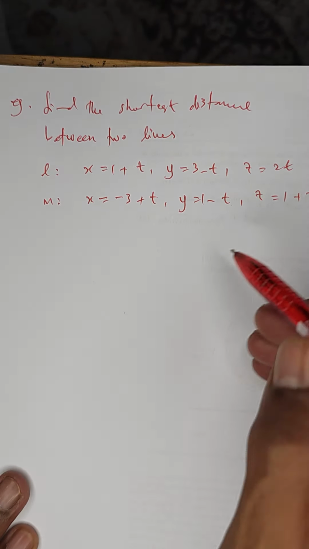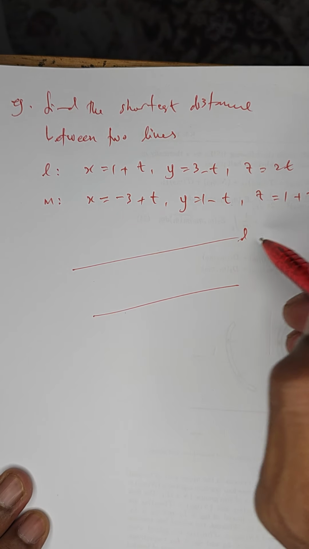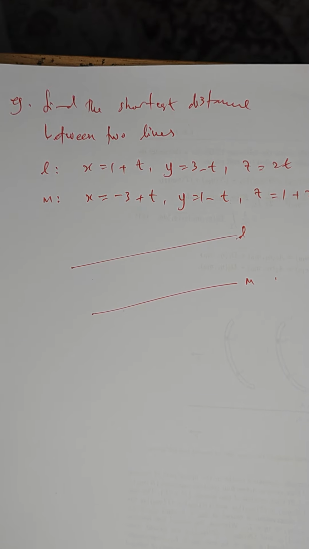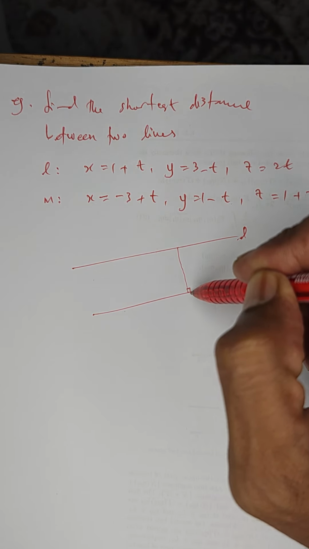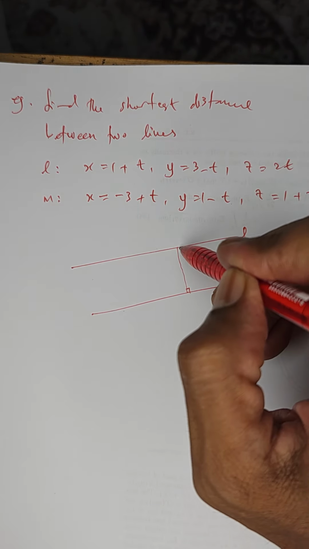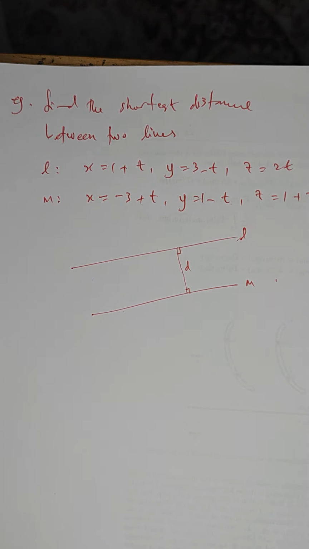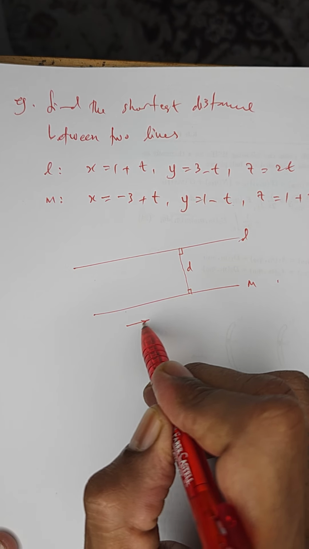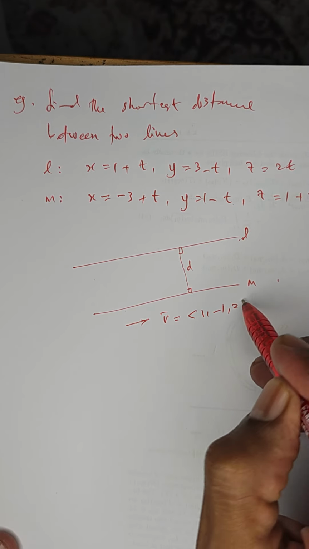So how to deal with this? We have two parallel lines, L and M. We want to find the closest distance between these two lines, which means we want to find the line that is perpendicular to both. This line is perpendicular to M and also perpendicular to L. This is the distance that we are looking for. So let's identify the vector V. Our vector V is (1, -1, 2).